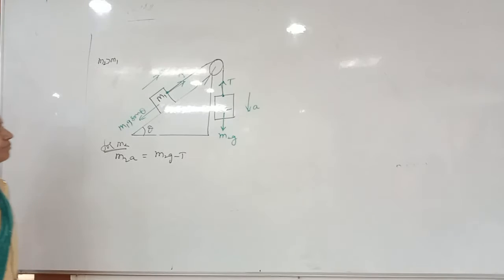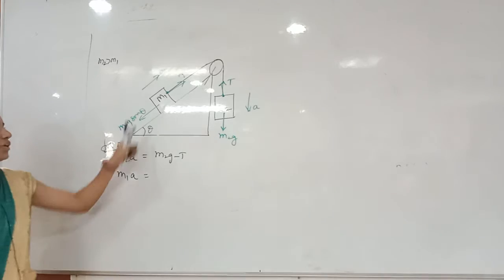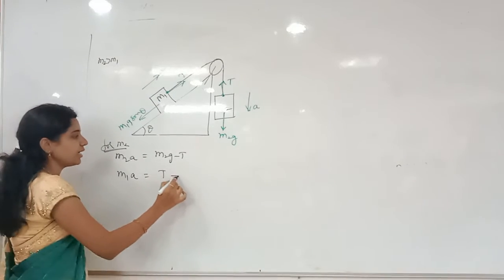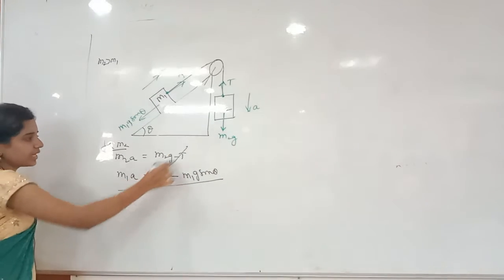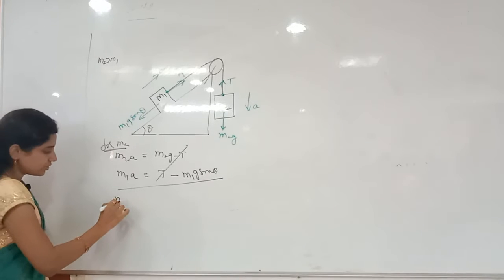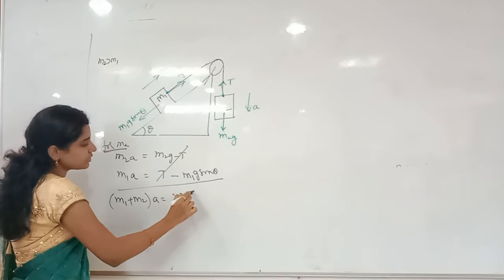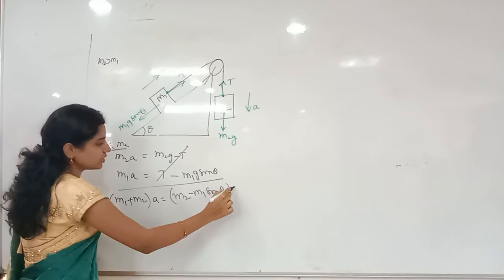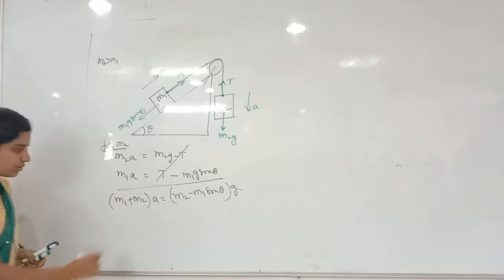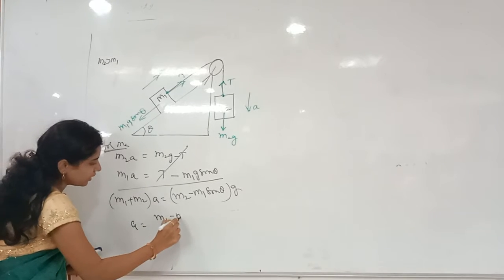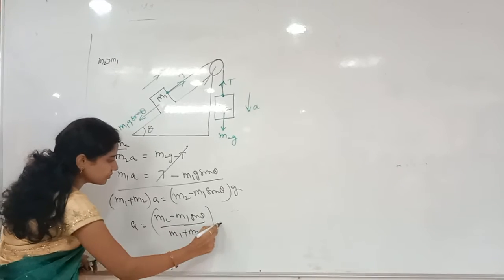Then for M1, tell me, M1A is equal to what I can write? Who is supporting for acceleration? T minus M1G sin theta. Now add them. What will get cancelled here? Tension gets cancelled. So (M1 plus M2)A is equal to what I can write? (M2 minus M1 sin theta) into G. Check, is that correct or not? Yes, I have taken G common, that's it, I have not done anything. Now here A is equal to (M2 minus M1 sin theta) by (M1 plus M2) into G.